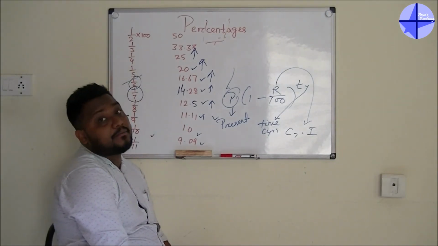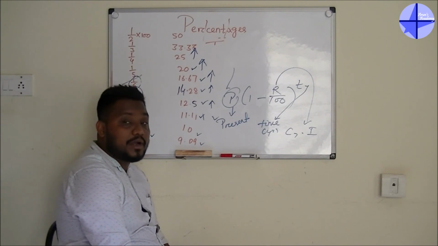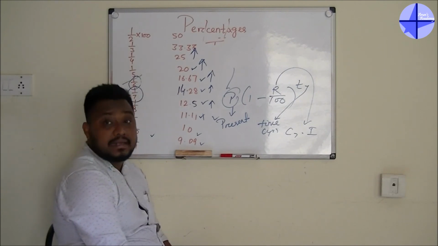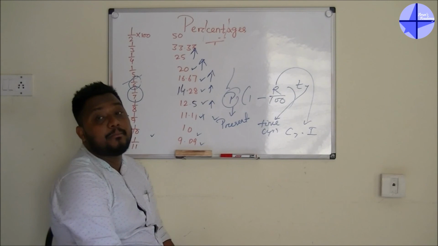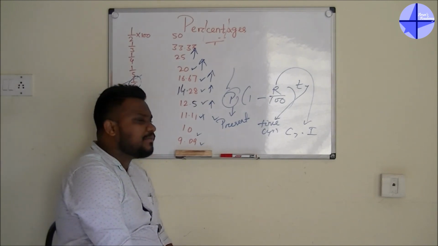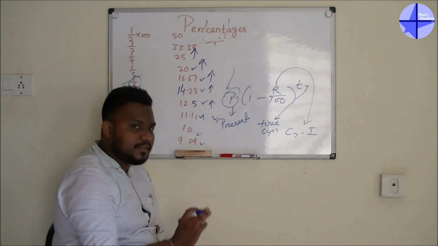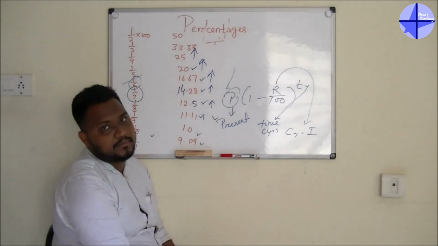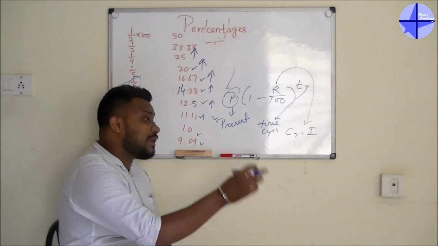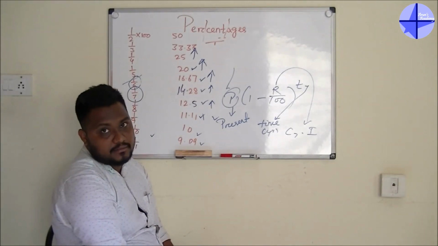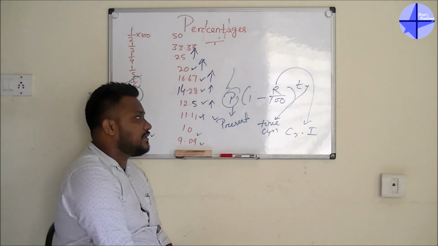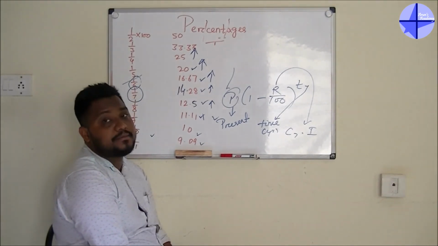Except type number 5, that is, from type number 1 to type number 5, we have another type that is known as the miscellaneous one. Miscellaneous means they can ask from anything. They will merge type number 1 and type number 2, they will ask. They will merge type number 2 and 3, they will ask. Okay, so this is all about the concept of percentages.